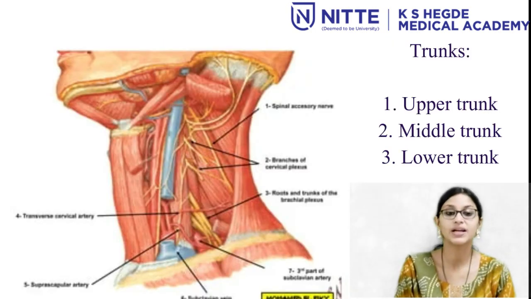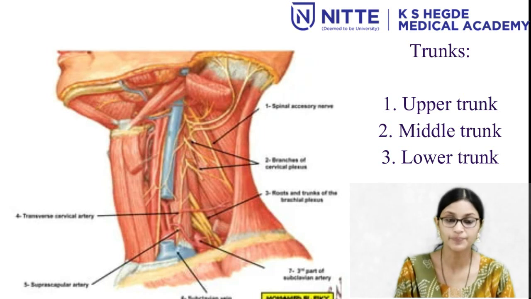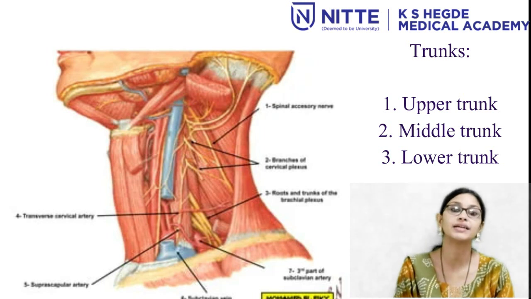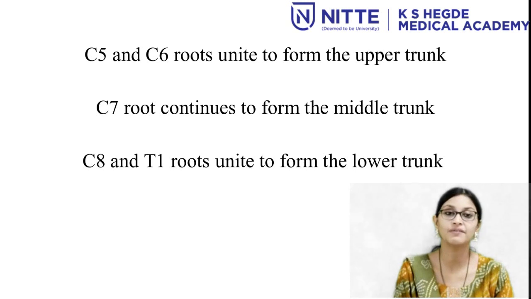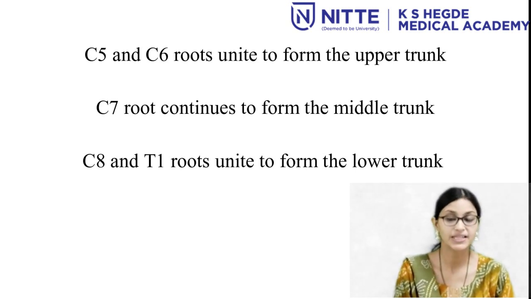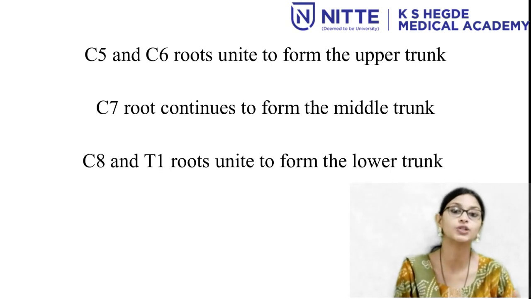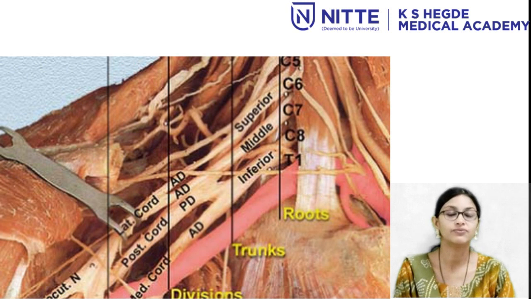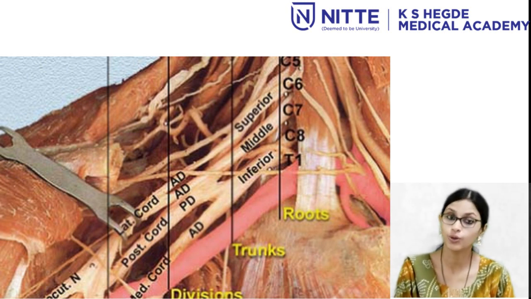Coming to the trunks. Trunks are 3 in number: upper, middle and lower trunk. These trunks appear in the posterior triangle of the neck. Here C5, C6 will unite together to form the upper trunk. C7 root will continue to form the middle trunk. C8 and T1 will unite together to form the lower trunk of the brachial plexus.